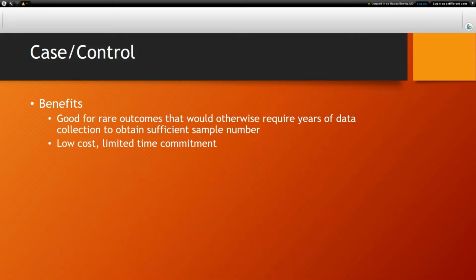And just to clarify, a case control study doesn't have to be a rare outcome. It's just good for those situations. But you might, for example, be looking at cases of cesarean delivery versus controls without, and that's not a rare outcome at all. But there's a reason that you decided to structure it that way.